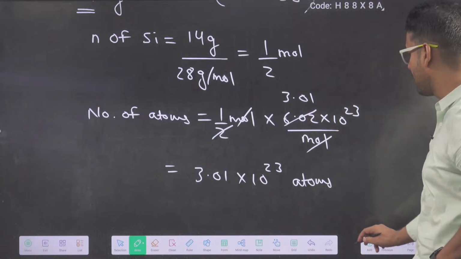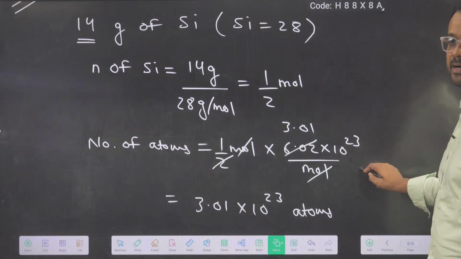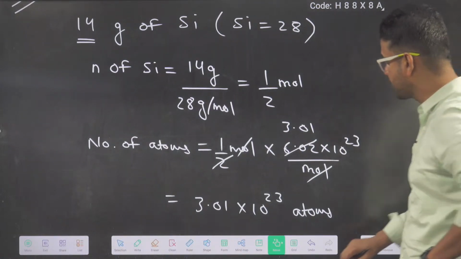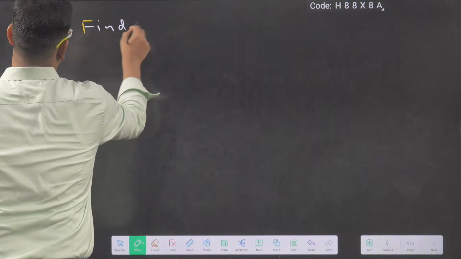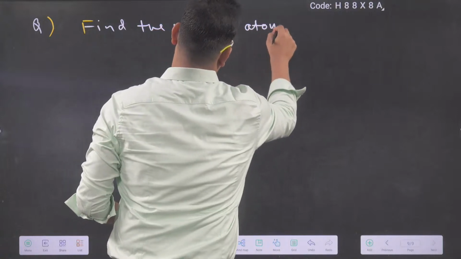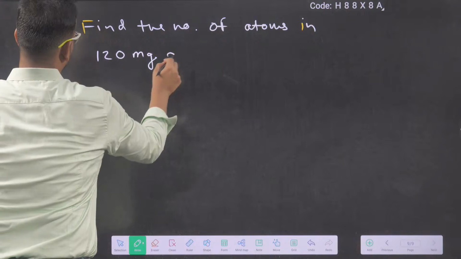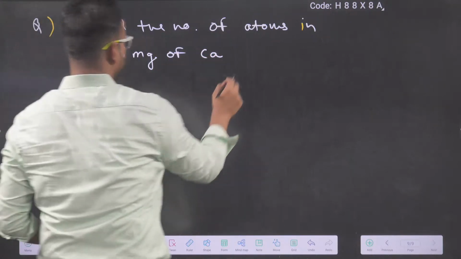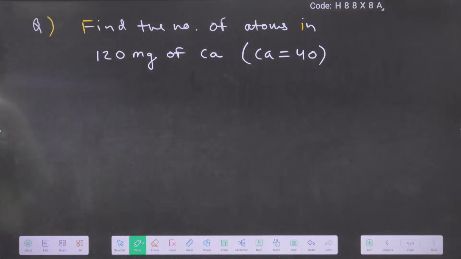One more problem, boys and girls, then we will change the pattern. Next problem: find the number of atoms in 120 milligram of calcium. Calcium RAM is equal to 40. Find the number of atoms in 120 milligram of calcium.